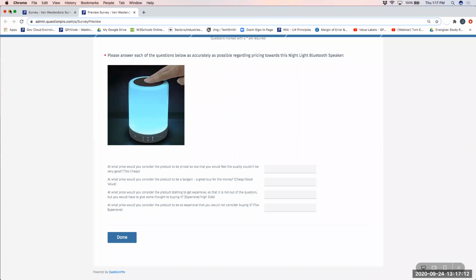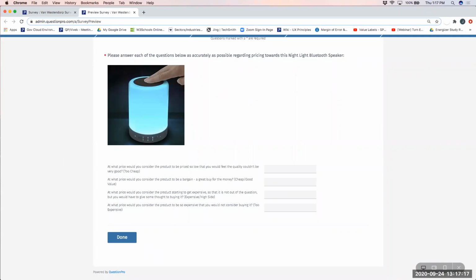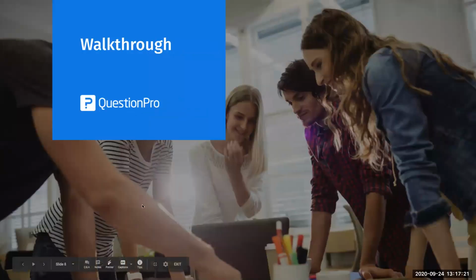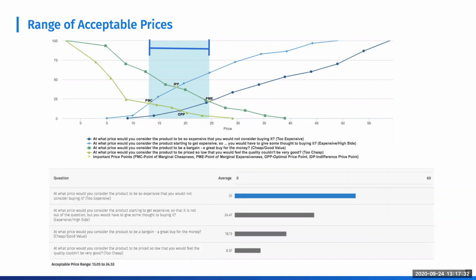So I'm just going to close out this screen and go back to my slide. We're just going to take a look at the analytics real quick. Looking at the analytics now, I'll explain what all these different points and intersections are. We have color-coded for you a line chart represented as cumulative percentages.